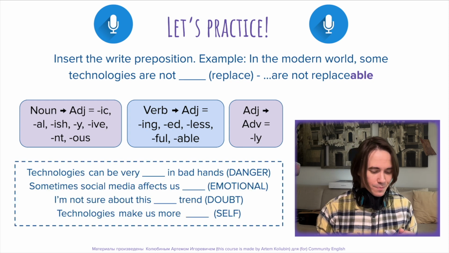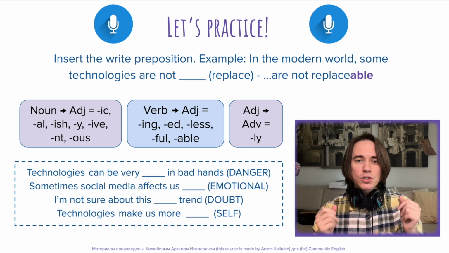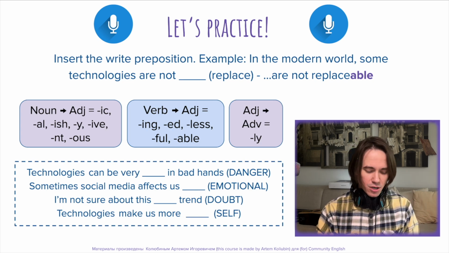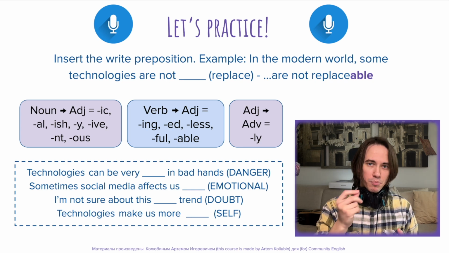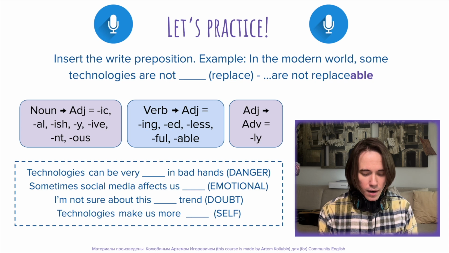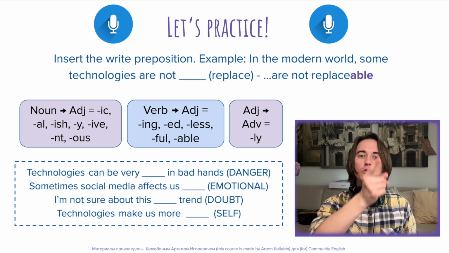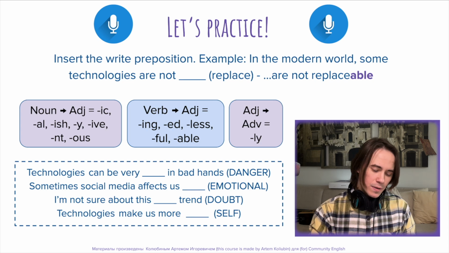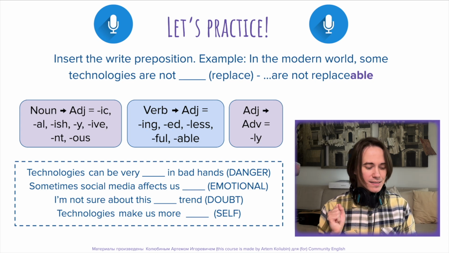So, first, technologies can be very blah blah blah in bad hands. We cannot say can be very danger, right? Because here we need an adjective, be plus adjective. If we want to make an adjective out of danger, we need to use ous because danger is a noun. So we would say can be very dangerous in bad hands.